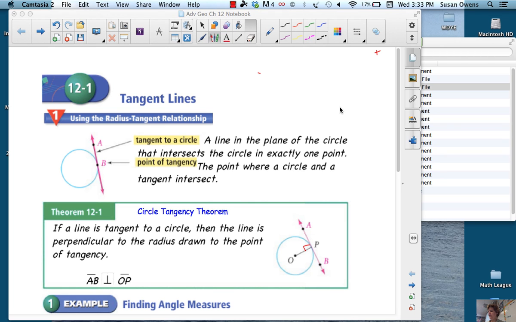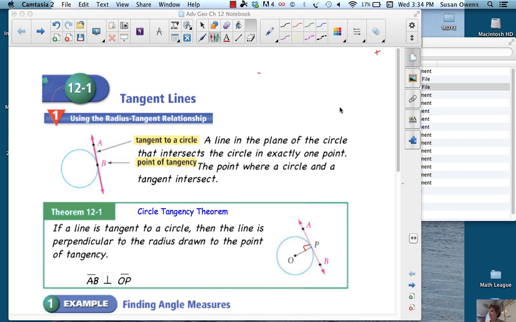Today's video is for Advanced Geometry, Chapter 12, Section 1, Tangent Lines. So we start out with a definition, tangent to a circle. It is a line in the plane of the circle that intersects the circle in exactly one point. And the point where they intersect is called the point of tangency.